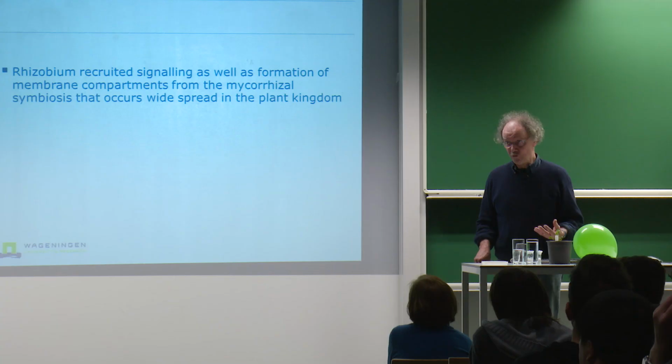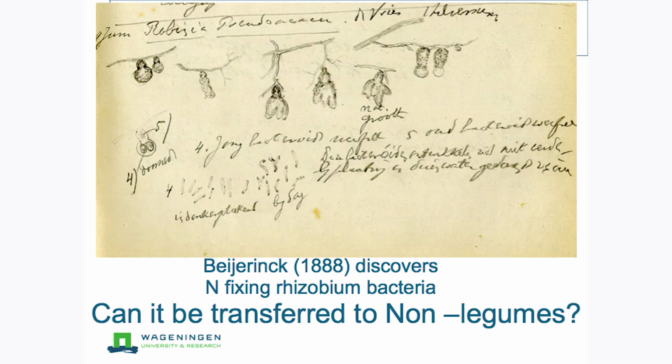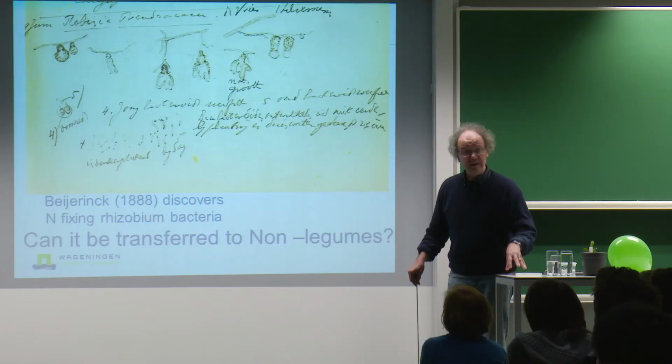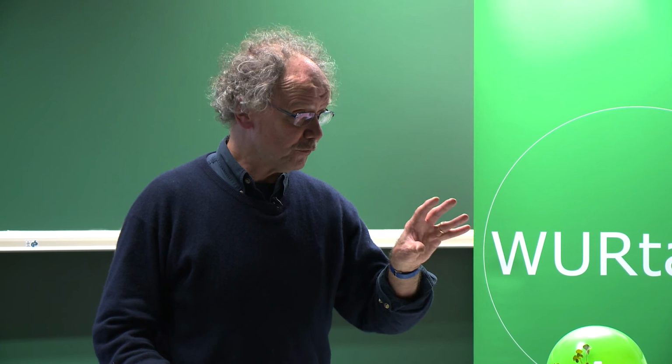So you can now wonder, how is it possible that legumes are so specific, that only legumes make nodules and interact with rhizobia? Why doesn't it occur in other plants? Is that useful? Well, here you see a picture of a sketch which was made by Beijerinck. He was a professor in Wageningen, but also in Delft. He is the one, more than 100 years ago, who discovered that the nodules have rhizobia, and that the rhizobia are responsible for the nitrogen fixation. Well, that's the moment that we know how useful they are and what they do.